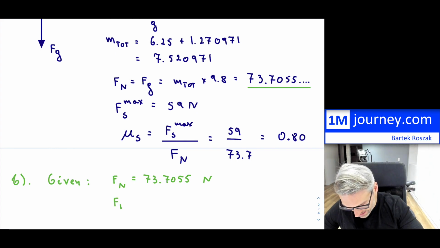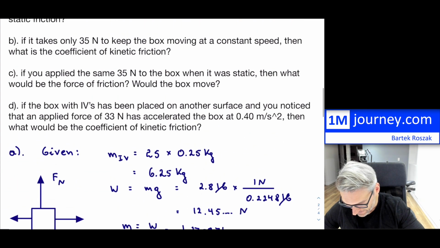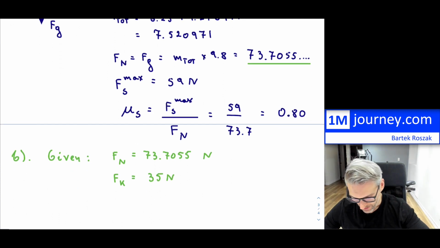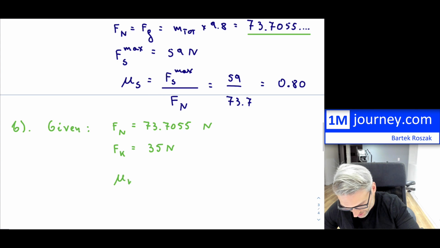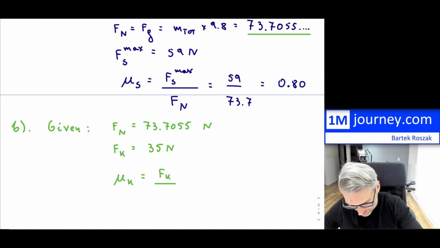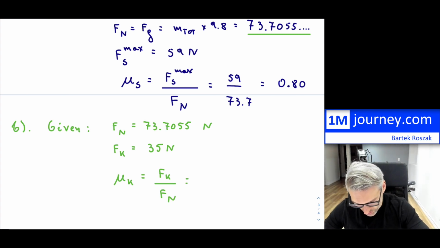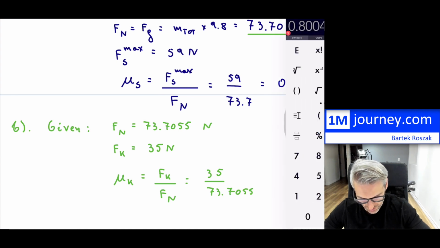Now it tells me that to keep it moving takes 35 newtons. If you want to find the kinetic coefficient, that's going to be your kinetic friction force divided by the normal force. So this is going to be 35 over 73.70, etc.